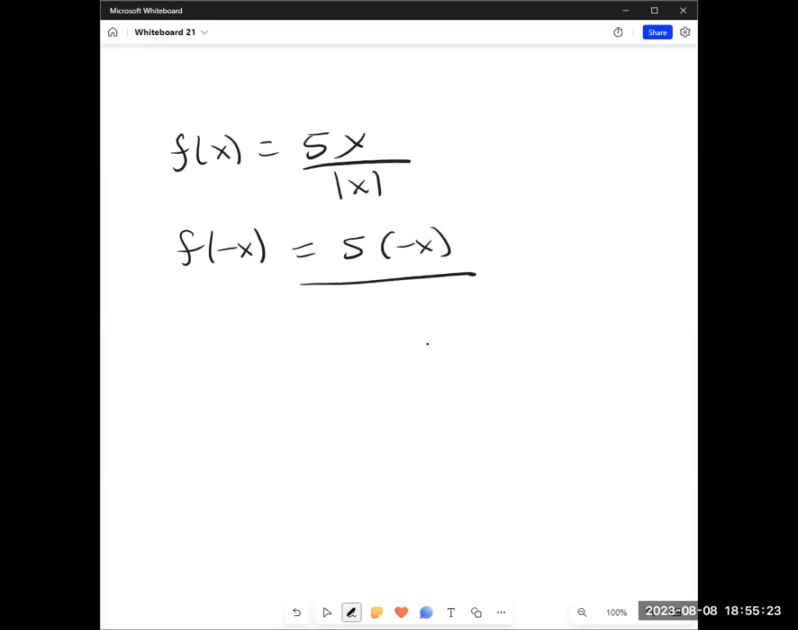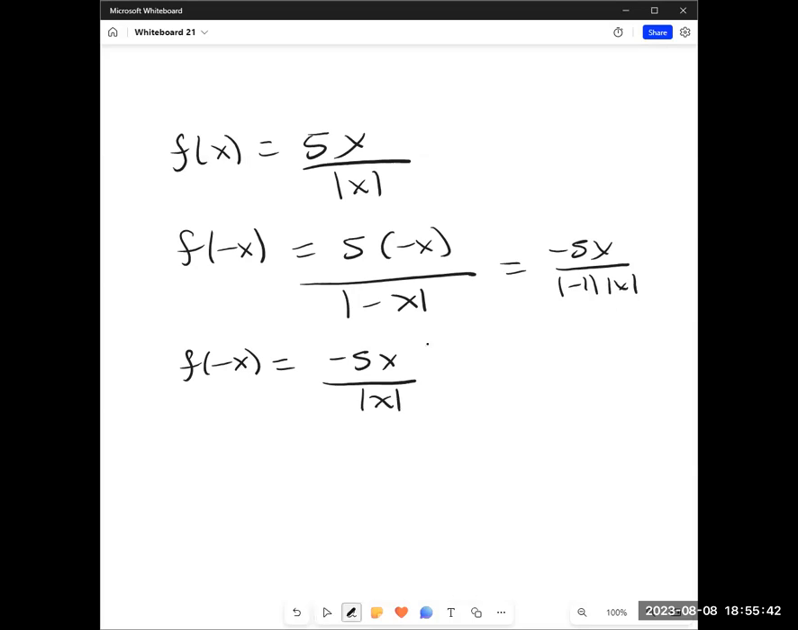Let's try one more. f of x equals 5x over the absolute value of x. So f of negative x equals 5 times negative x over the absolute value of negative x. It's going to be a negative 5x over the absolute value of negative 1 times the absolute value of x. f of negative x will be a negative 5x over the absolute value of x. And that's exactly the opposite of my original function. So that makes this an odd function.